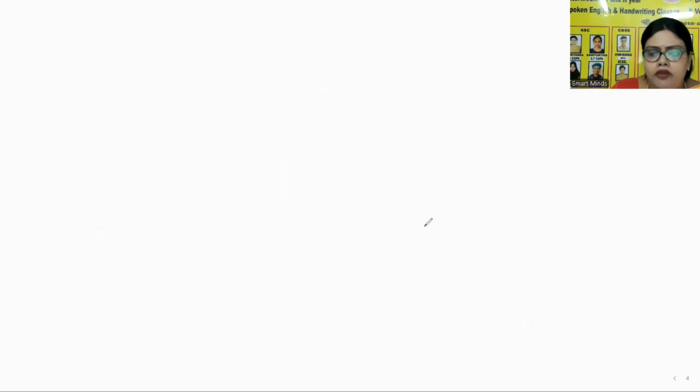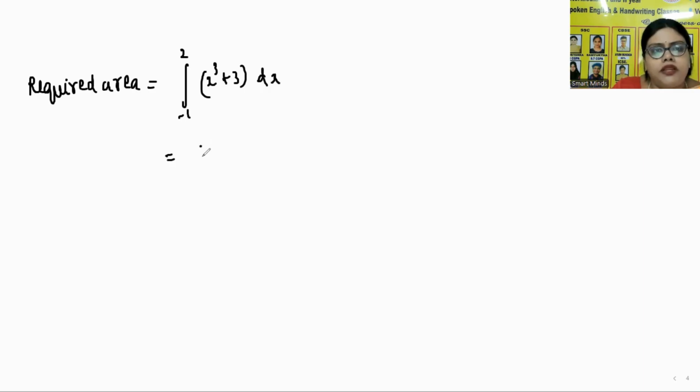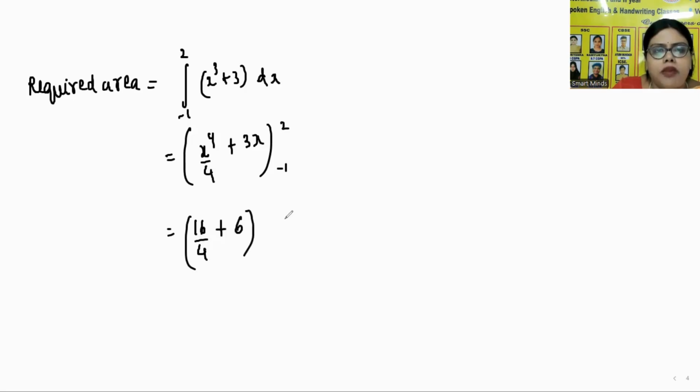For this graph, how will be the required area? So required area is integral minus 1 to 2 x cube plus 3 dx. So that is, if you integrate this, you get x power 4 by 4 plus 3x from minus 1 to 2. So 2 power 4 is 16 by 4 plus 3 twos are 6 minus, if I put x as minus 1, whole power 4 is 1. This is 1 by 4 minus 3.